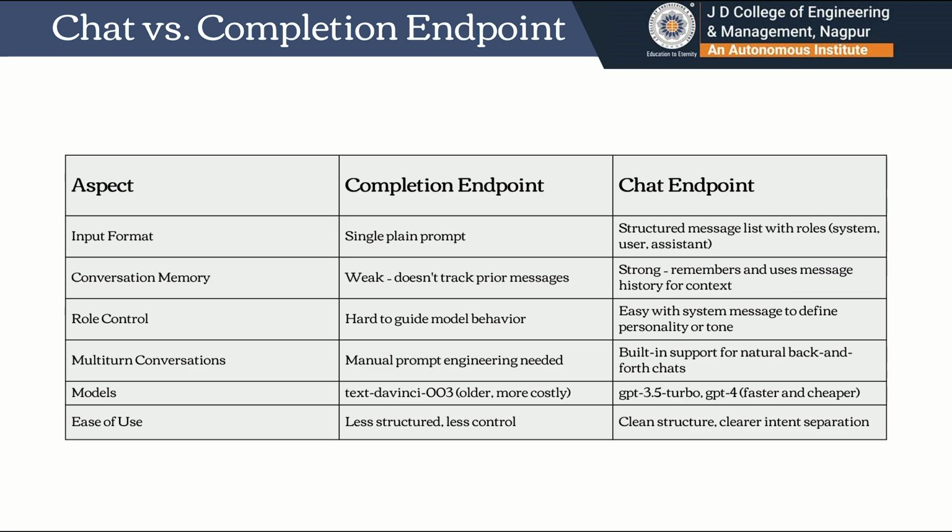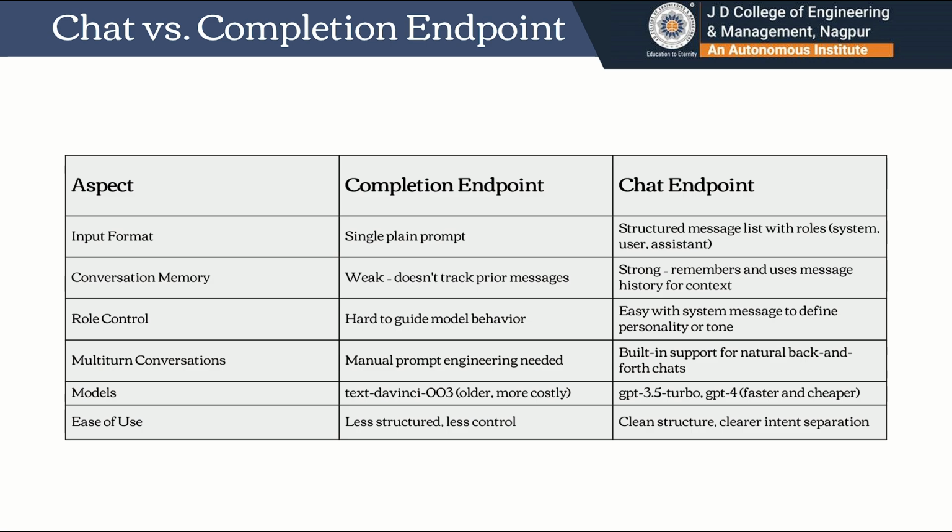Second is conversation memory. Completion models don't remember anything from earlier prompts. Each request is treated in isolation. On the other hand, the chat endpoint remembers previous messages and uses the history to respond more intelligently. This makes conversation feel continuous and natural. Third is role control. With the completion endpoint, it's hard to control the behavior of the model. You have to craft the prompt very carefully. In contrast, the chat endpoint makes this easy using the system role, where you can define the assistant's tone, personality, or behavior, like saying you are a polite customer support bot.